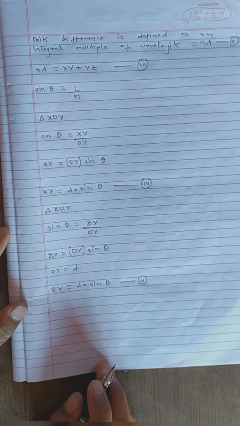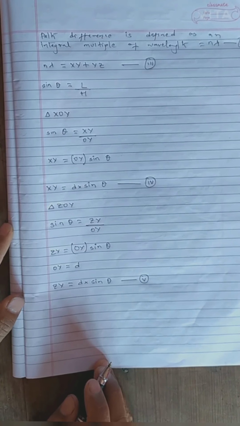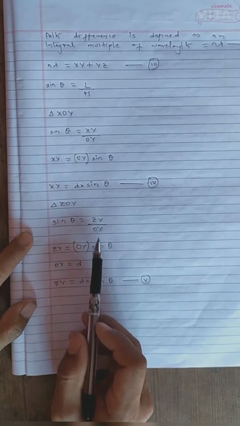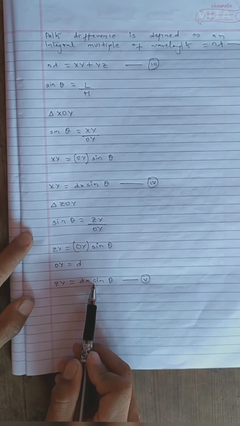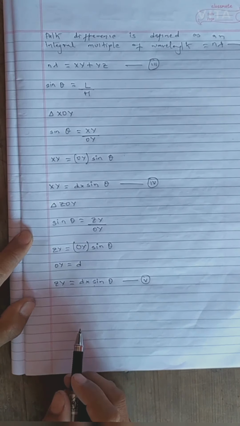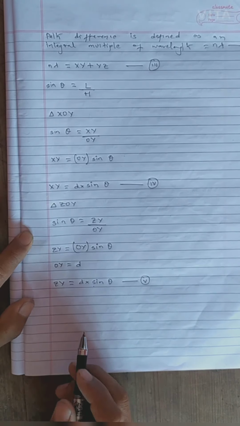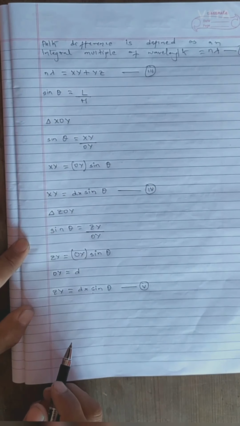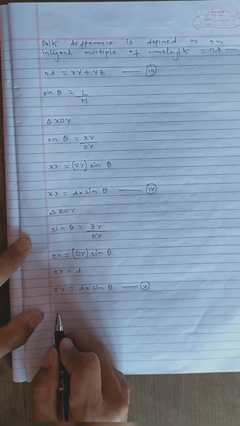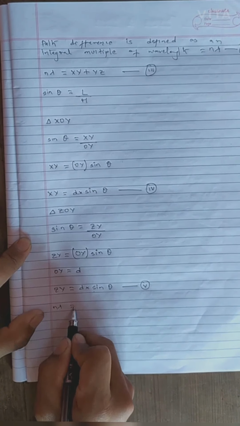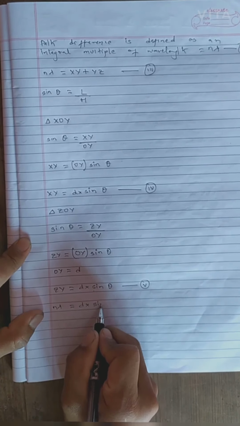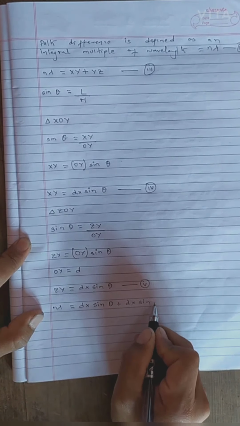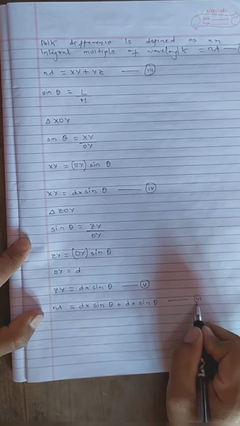Now in the next step, we will put the value of XY and ZY, which can also be written as YZ, into equation number 3. Here we have equation number 3, n lambda equals XY plus YZ. So it will be like this: n lambda equals d into sin theta plus d into sin theta. This is equation number 6.